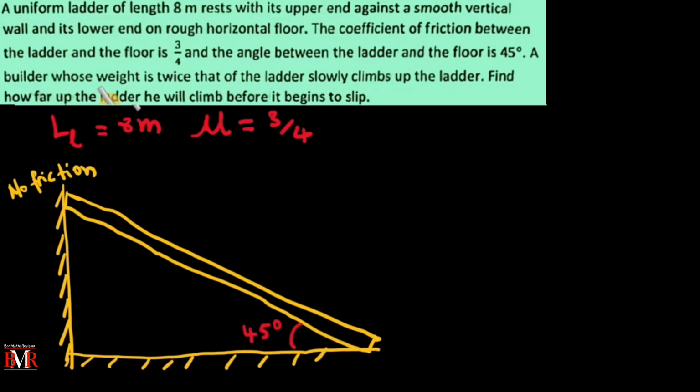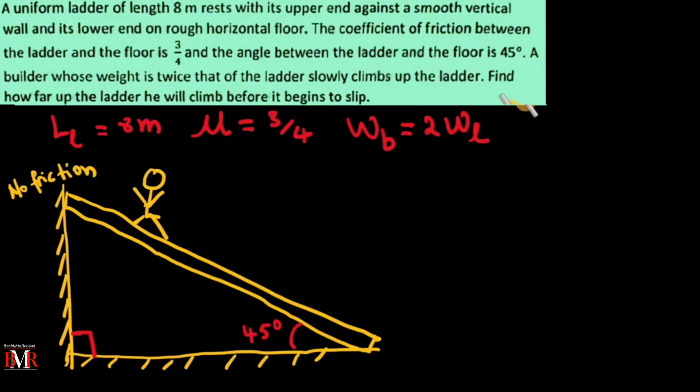A builder whose weight is twice that of the ladder slowly climbs up the ladder. Now let's say this is the builder on the ladder, and they have said the weight of the builder is equal to 2 times the weight of the ladder. Let's take WB to be the weight of the builder and WL to be the weight of the ladder. You know the floor and the vertical wall make an angle of 90 degrees.